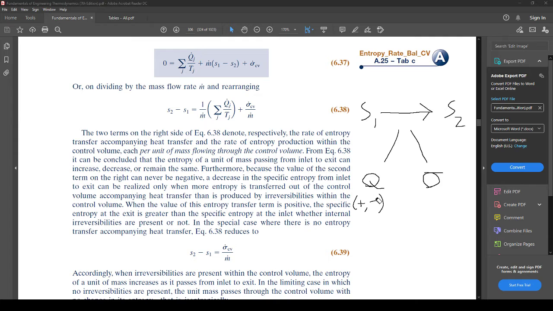If a lot of heat leaves the system, then you might have it to where S2 is less than S1, right? But if a lot of heat enters the system, you will definitely have S2 greater than S1. So this is where we're at right now.